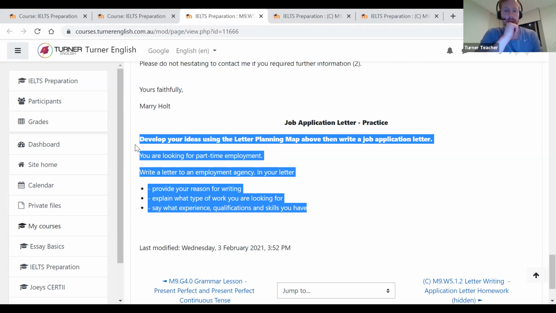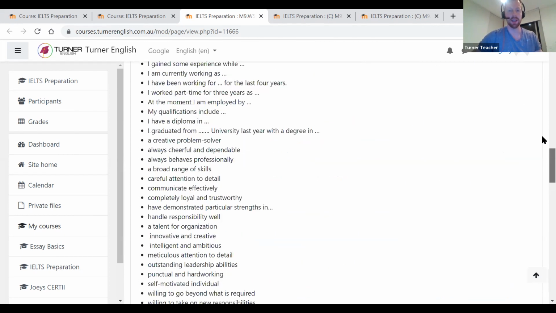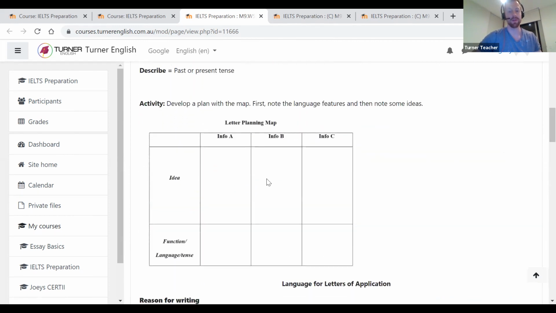Okay. So the letter writing map that we are talking about is the one up here. This is when you have a couple of ideas that you're going to include in your writing, and then the language that you want to include as well, you can put down below.